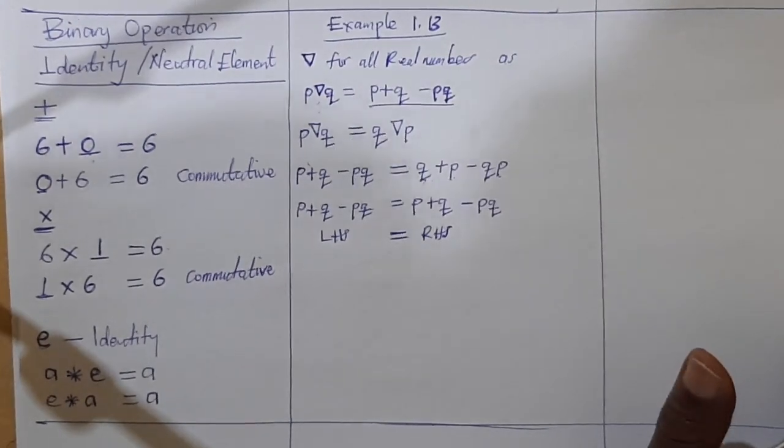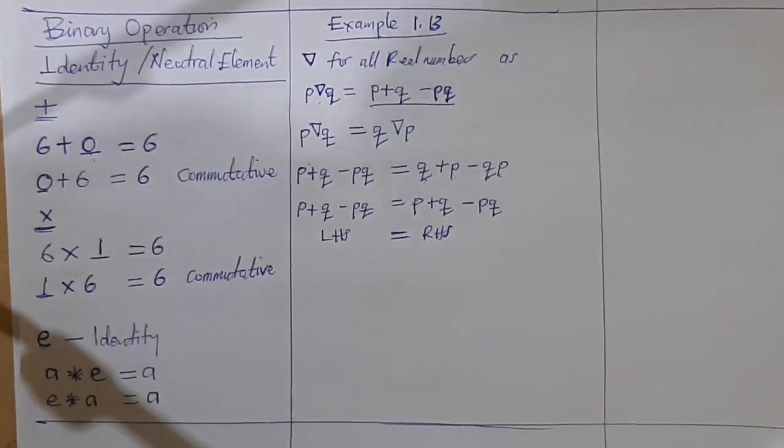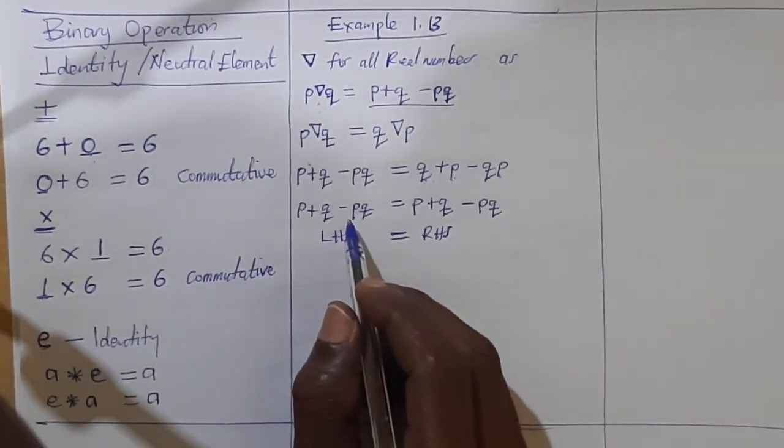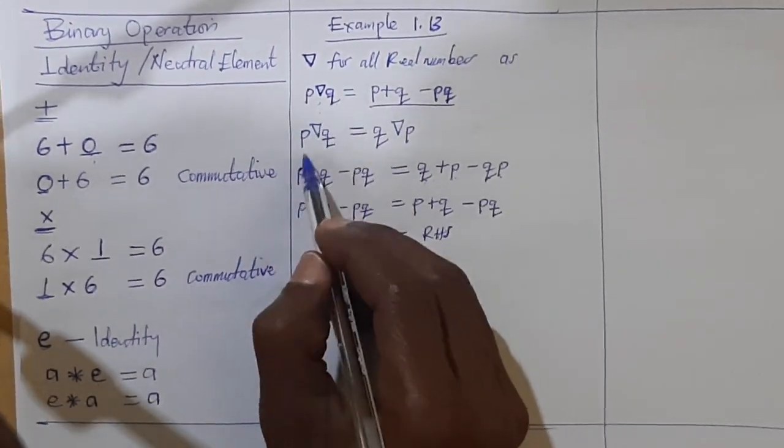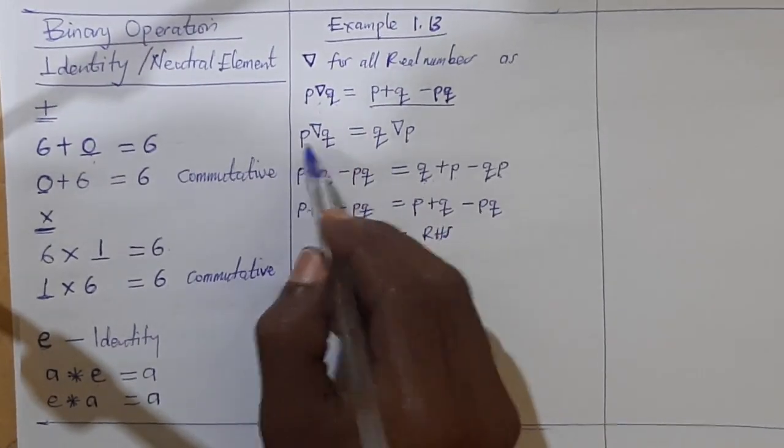Now, let's find our identity element. Let's find our identity element. So we can use any of the elements to do it.